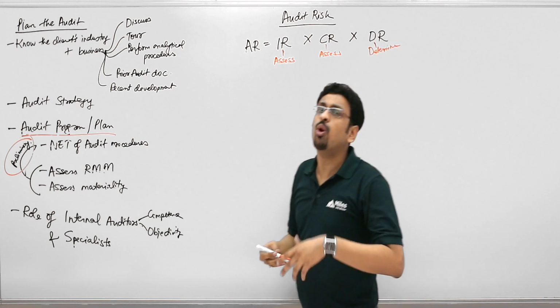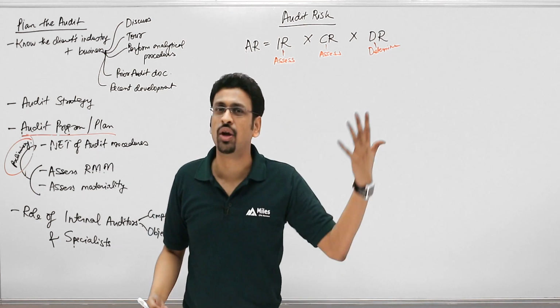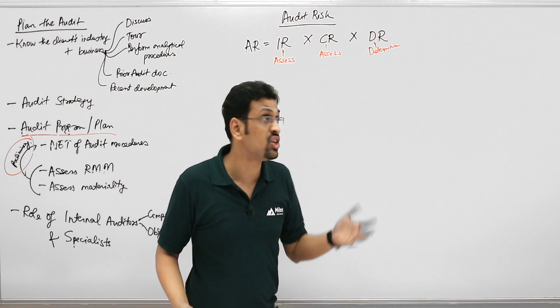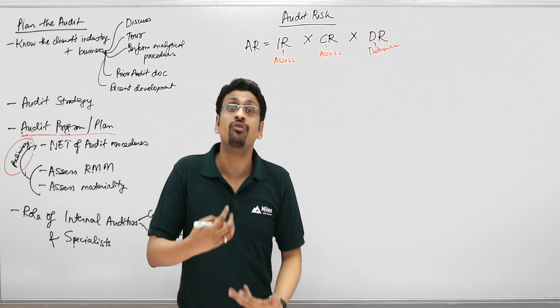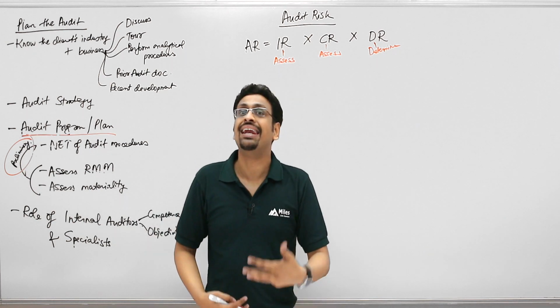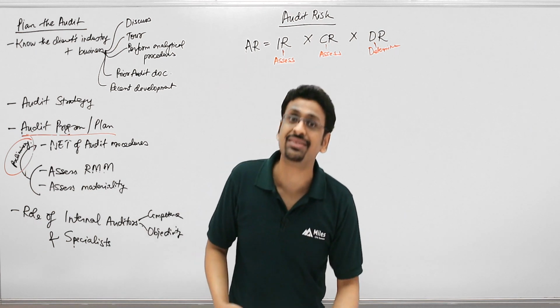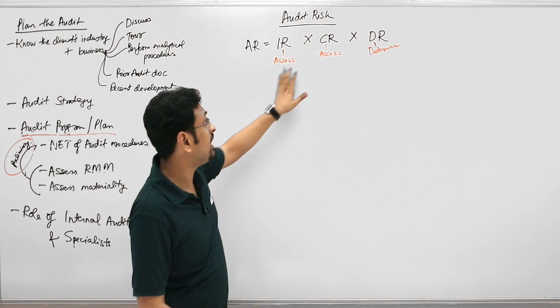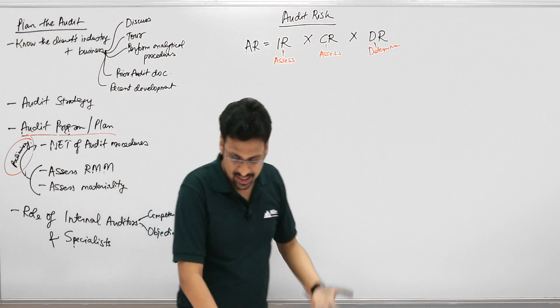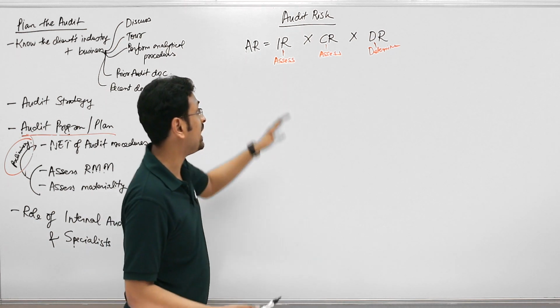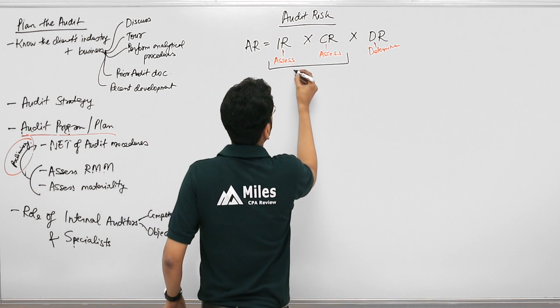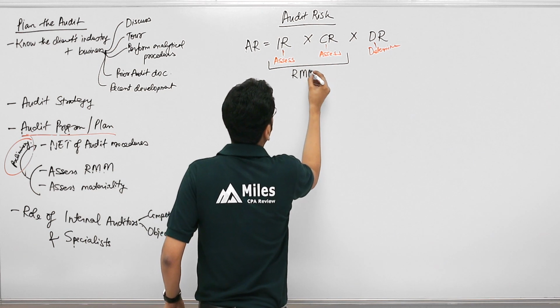So guys, if we do more work, if we work really hard as auditors, our detection risk is low. If we do less work, detection risk is high, because the more work we do, the lesser the probability that we will miss a material misstatement. Now, you have IR into CR, something that we assess. IR into CR, or inherent risk into control risk, is also called the risk of material misstatement, or RMM.